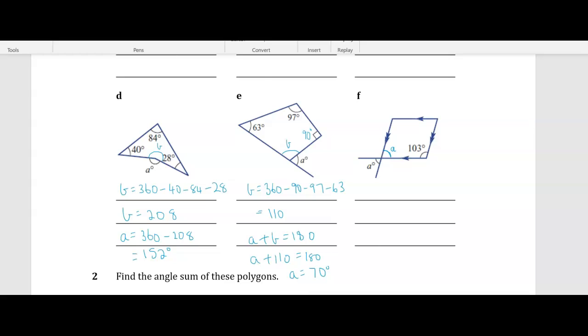The good thing about this diagram here is these sides are actually parallel. So A and 103 are co-interior. So A plus 103, because they're co-interior, have to add up to 180 degrees. So A is equal to 77. All right, so that's 77 here and 77 there because they are vertically opposite angles.